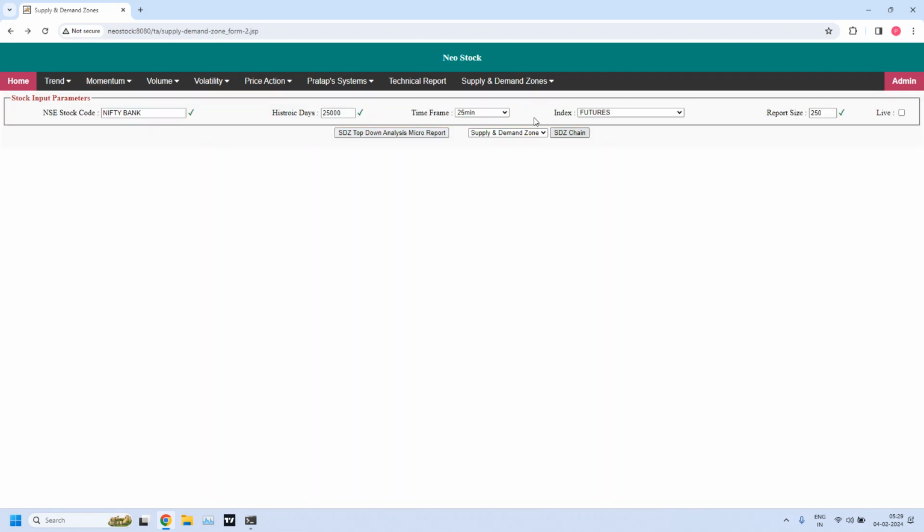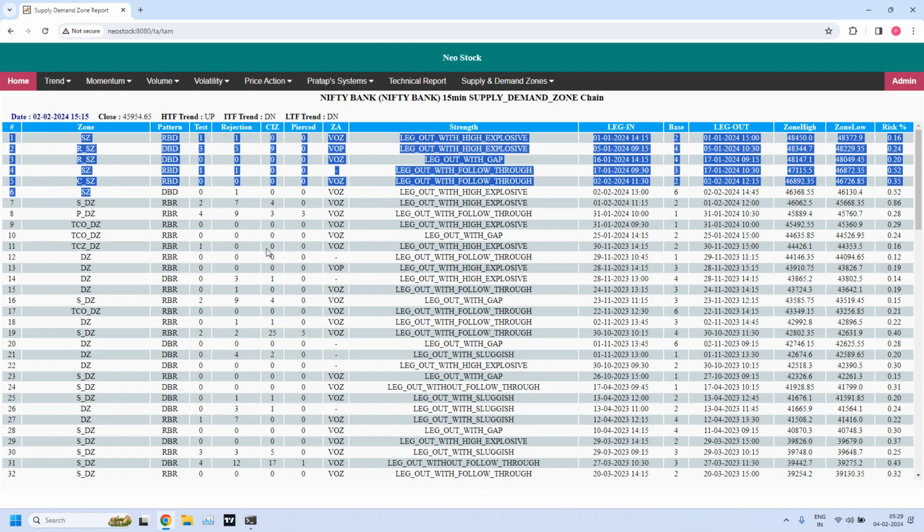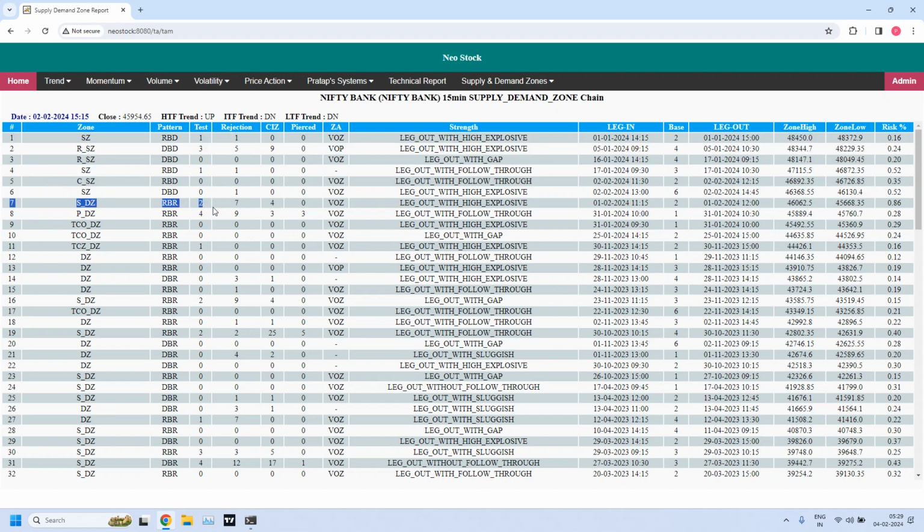So now let's change the time frame to 15 minutes. Let us generate the chain. So here we have 15-minute supply zones. The seventh one is the demand zone, but see here, this demand zone is acting very strong. The immediately available demand zone at the 15-minute level is holding the prices. 2 times it held, 7 rejections came, 4 times the candles closed inside the zone, but these are 15-minute candles, not end-of-the-day candles.